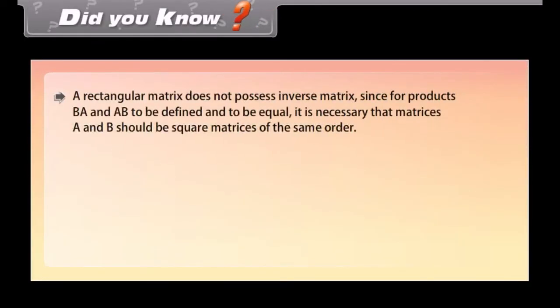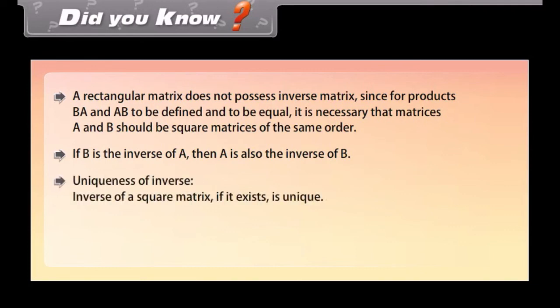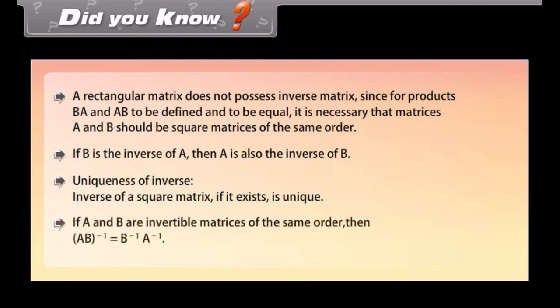Did you know? A rectangular matrix does not possess an inverse matrix, since for the products BA and AB to be defined and to be equal, it is necessary that matrices A and B should be square matrices of the same order. If B is the inverse of A, then A is also the inverse of B. Uniqueness of inverse: inverse of a square matrix, if it exists, is unique. If A and B are invertible matrices of the same order, then the inverse of AB is equal to inverse of B into inverse of A.